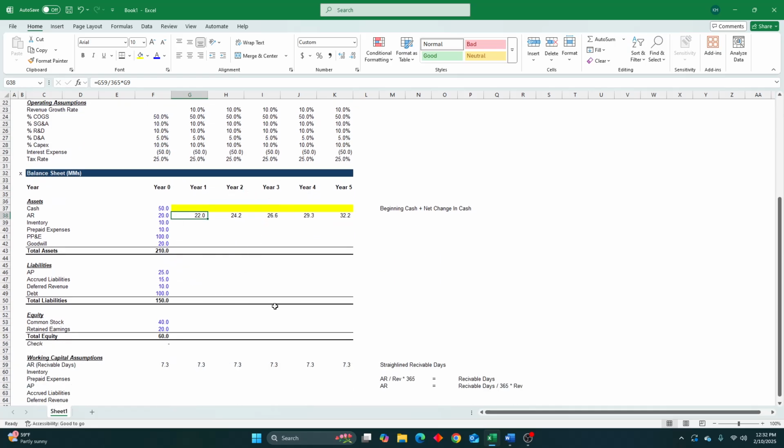And so it would make sense, assuming that our receivable days are staying consistent, that we'd see a slight increase in our AR. So from 20 to 22 seems reasonable, all the way up to 32.2 in year 5. And so that seems to make sense. So that looks to be good.